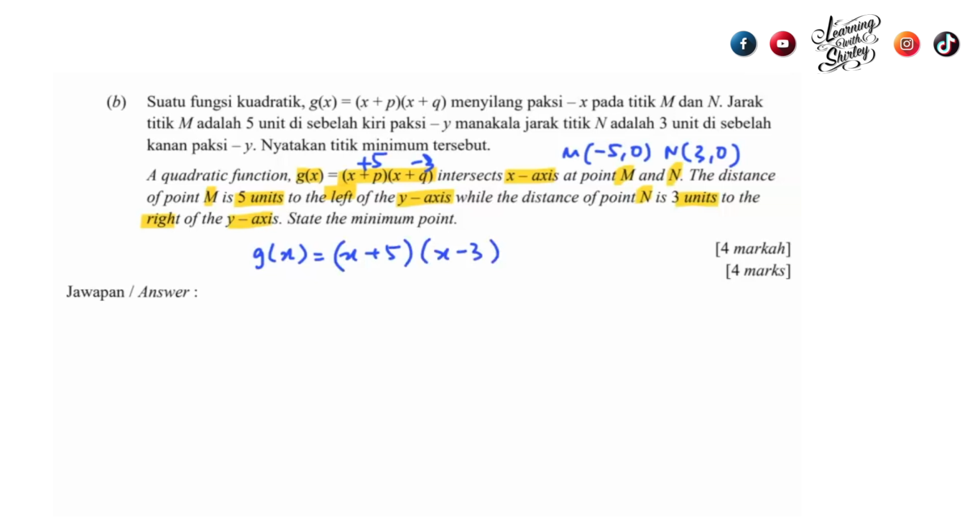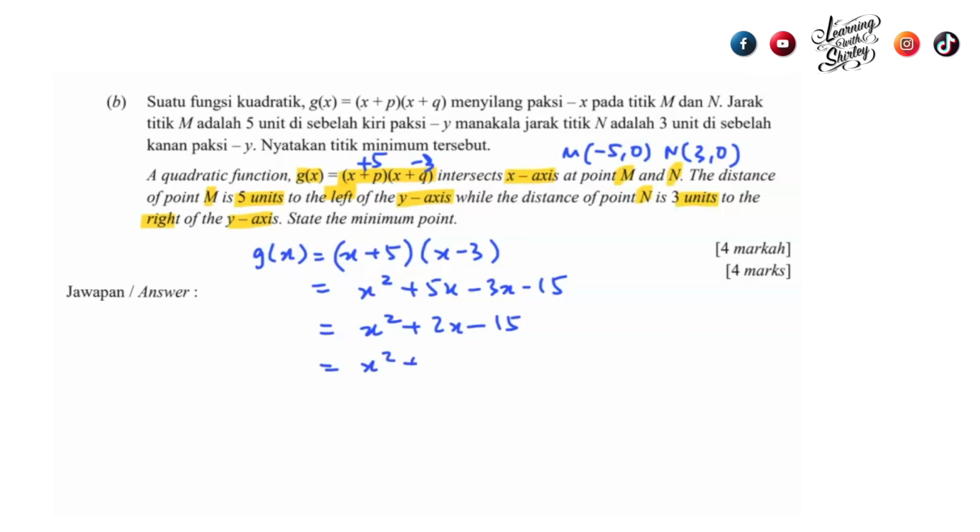In order to find the minimum point, I'm going to use the completing the square method. First, I need to expand this. It becomes x squared plus 5x minus 3x minus 15, which equals x squared plus 2x minus 15. Then after that, do completing the square.